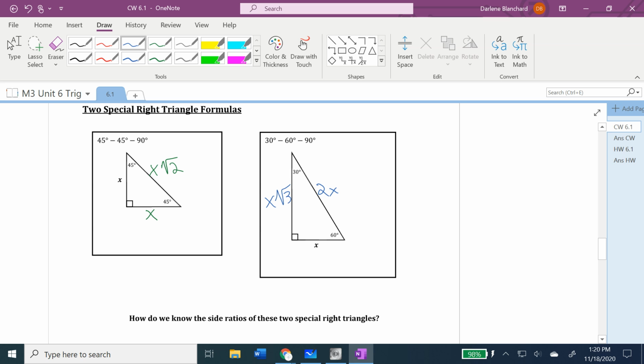Now, some of you maybe already finished solving the problems that I have on the classwork. Am I right on that? Did some of you already finish the classwork? Some of you have already gone through and solved it. Yeah. So for some of you, you're ready to go.